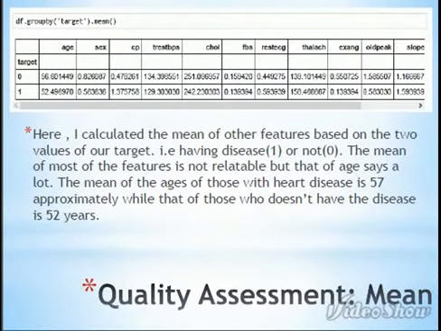Then as for the quality assessment on the mean, here I calculated the mean of other features based on the two values of our target, so having the disease or not. The mean of most of the features is not relatable, but that of age says a lot. The mean age of those with heart disease is approximately 57, while that of those who don't have the disease is 52 years.